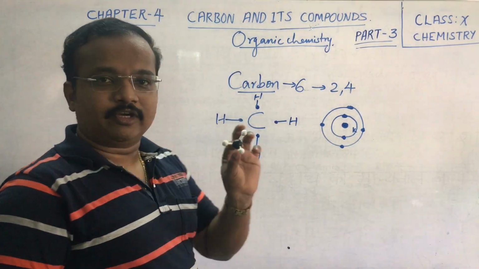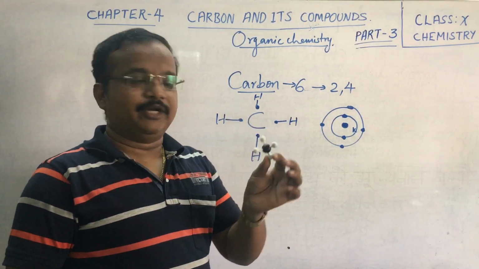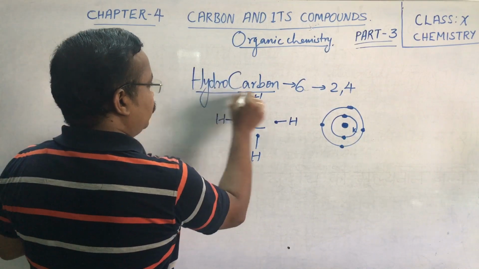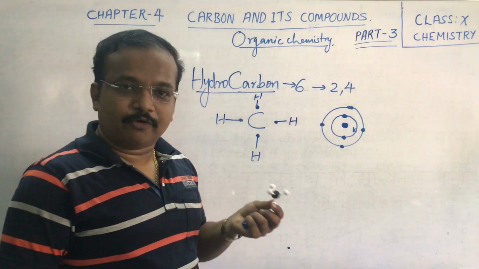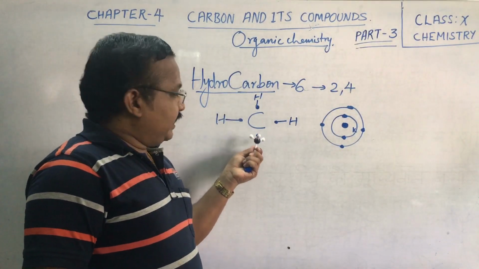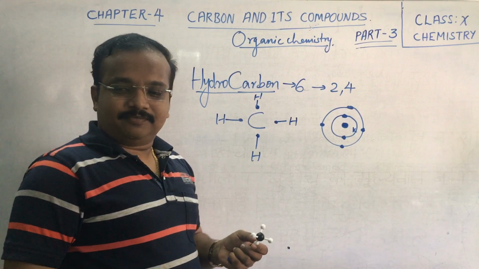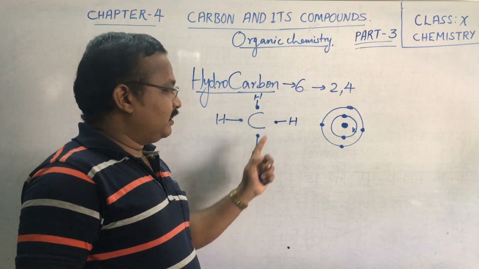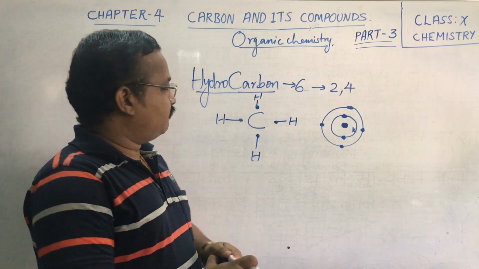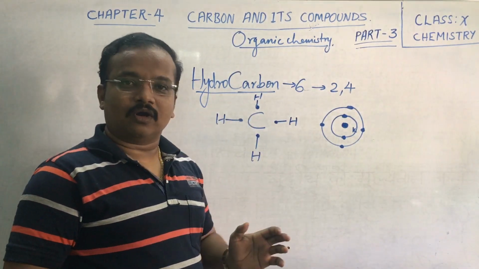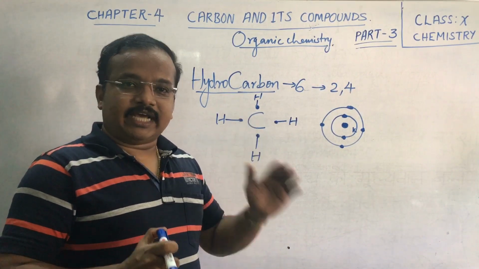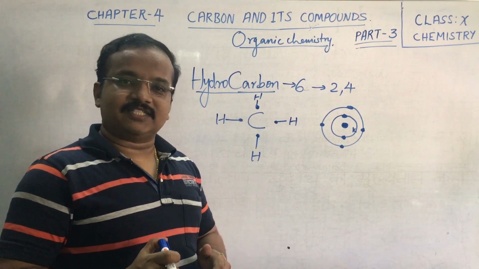This way we got the first hydrocarbon. What are hydrocarbons? Now you understood. Hydrocarbon means compounds containing carbon and hydrogen. The molecules or compounds formed by the combination of carbon and hydrogen are called hydrocarbons. Today we will be discussing different types of hydrocarbons and their classifications.